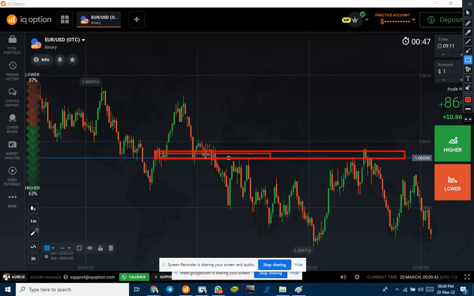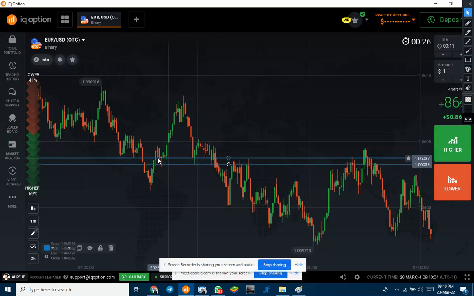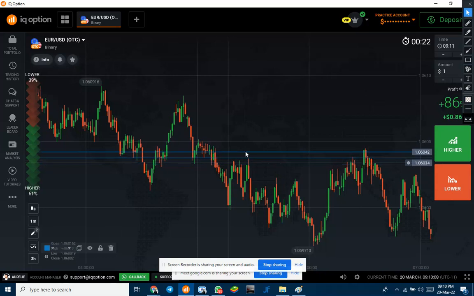I didn't include this rejection because this is just like a shadow. All this lower rejection is just like a shadow, so I didn't include it. I include how the price reacts, the body, how they react when they reach the level. If you look at it very well, I draw the first line here connecting the bottom of the level, then the second line I should draw is here.